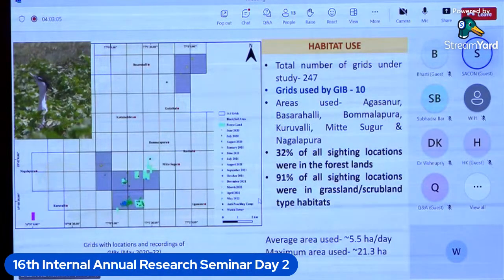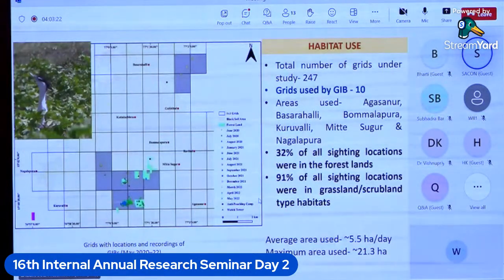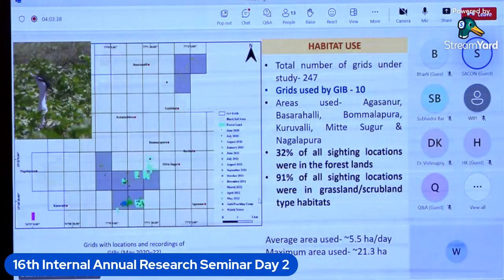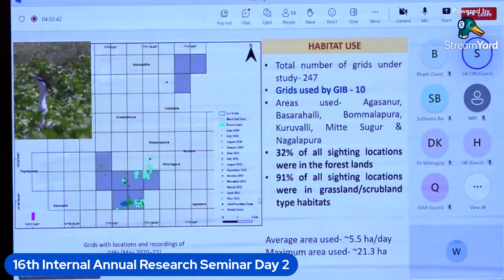These lands are left without any cultivation, and they are also managed to maintain the height of the vegetation. Put together, about 300 acres have already been procured, and these patches are playing a major role in retaining the birds currently. For each detection, we observed somewhere around 5 hectares of area used per day, and the maximum area used is around 21 hectares in a day.